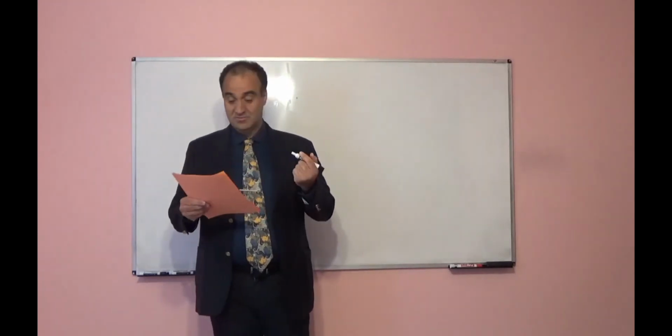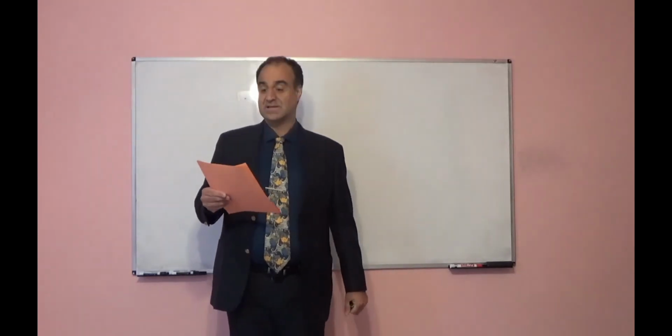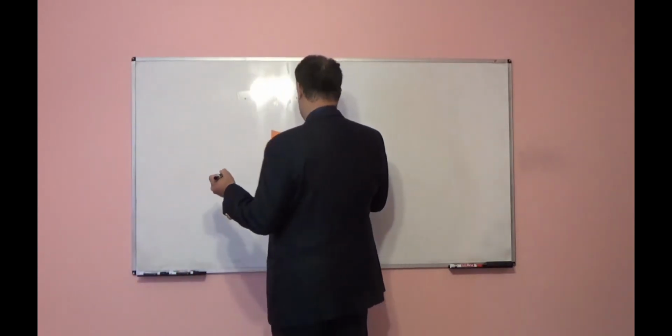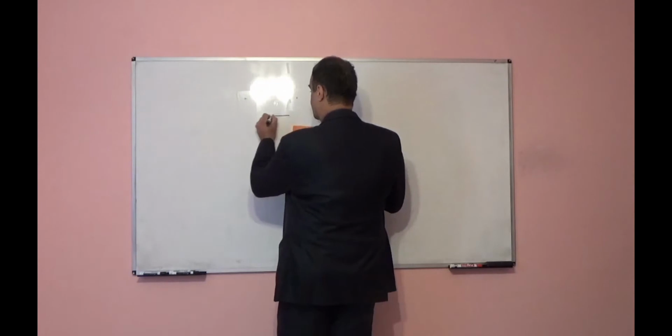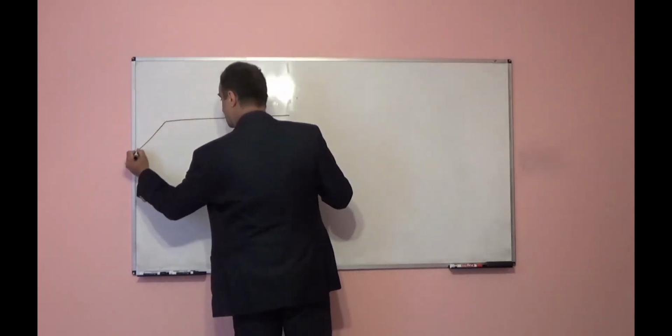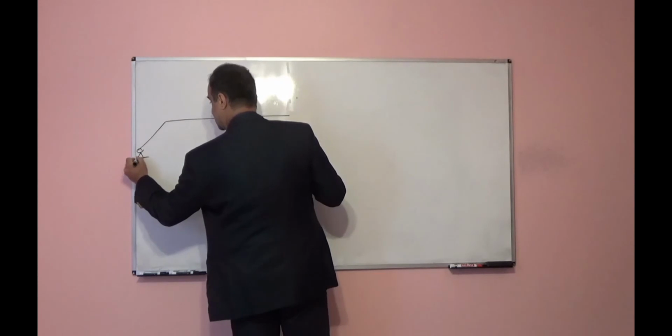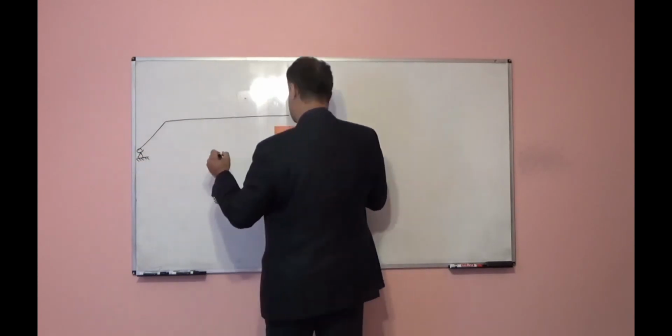Today I will solve several examples and we will look at the influence line for trusses. Assume we have this truss. Support here, it is hinge support.